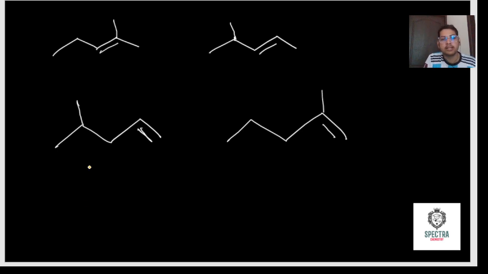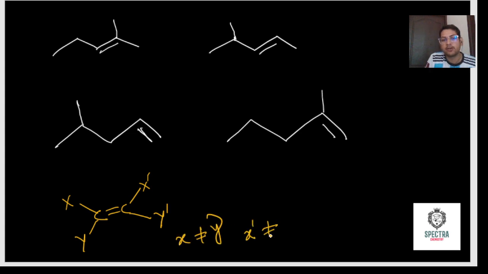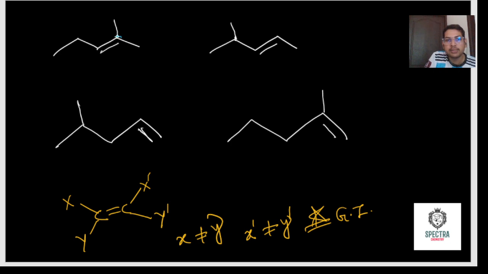Now what is the criteria? For any carbon, this X and this Y, and for the other carbon, this X dash and this Y dash: X cannot be equal to Y, and X dash cannot be equal to Y dash. If they satisfy this criteria, then they can form geometrical isomerism. Let's see what is happening here. For this carbon, you have a methyl group here and a methyl group here. Both are the same group, so that is not your answer.